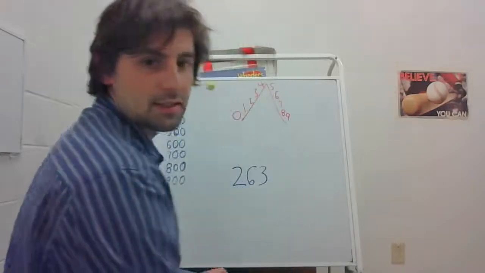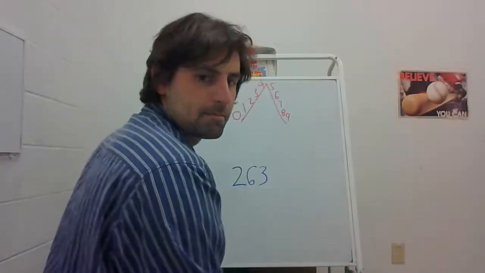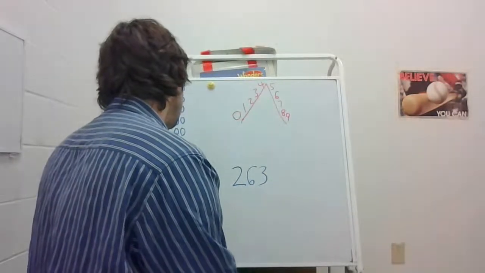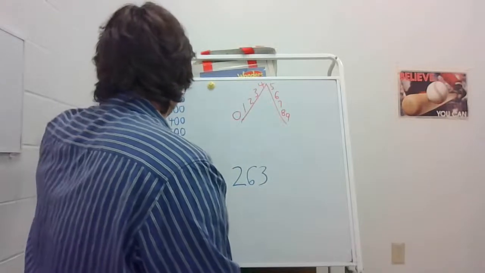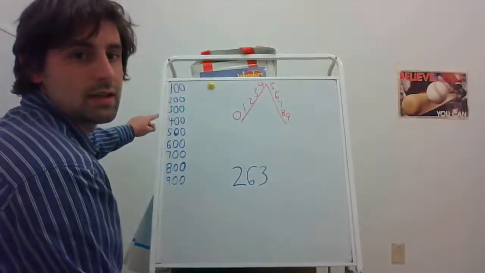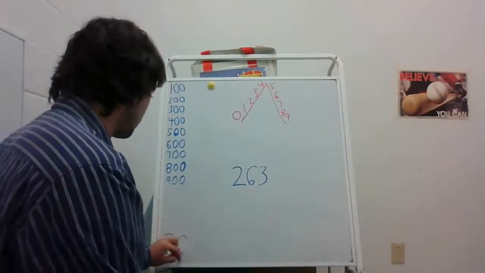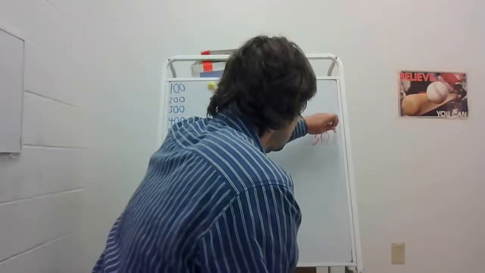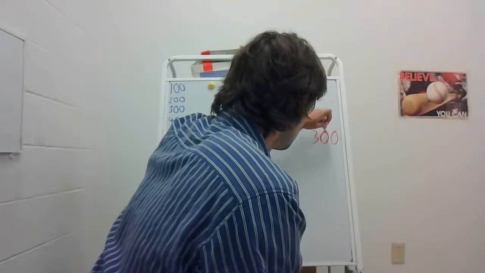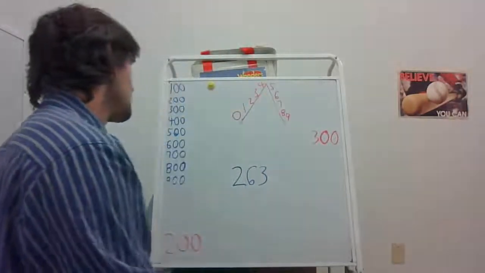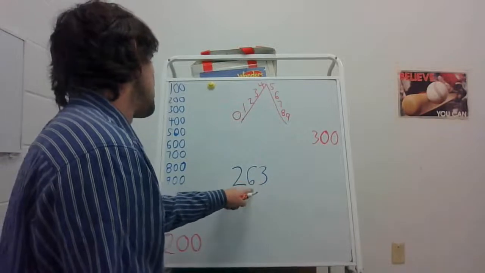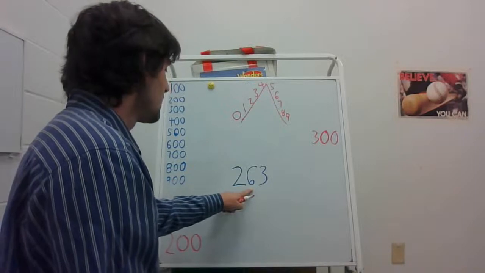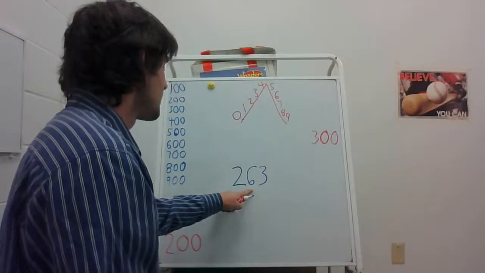Okay, 263. 263 would fall in between 200 and 300. 200 and 300 are the two closest hundreds to 263. Again, we're looking at the digit in the tens place. The digit in the tens place is a 6. 5 or more, we raise the score. So that means we're rounding up.